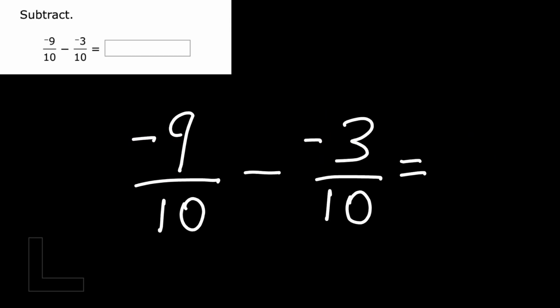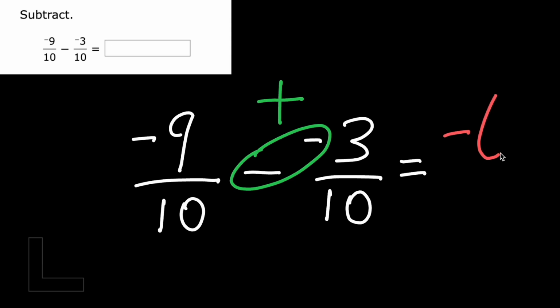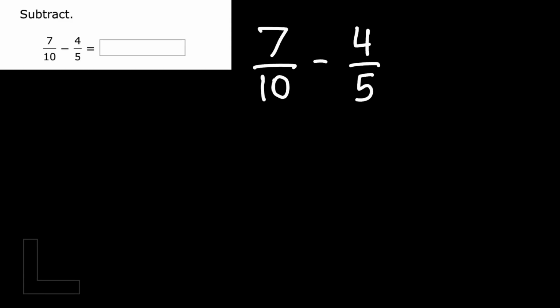Just like the last question, we have two of the same denominators, so we can turn our focus to the numerators. We have -9 minus -3. Whenever you see minus negative, just think of it as plus. So we have a -9 and a +3, which together makes -6, and we keep our denominator the same, so our answer is -6/10.